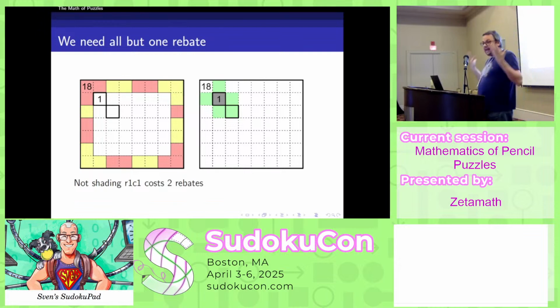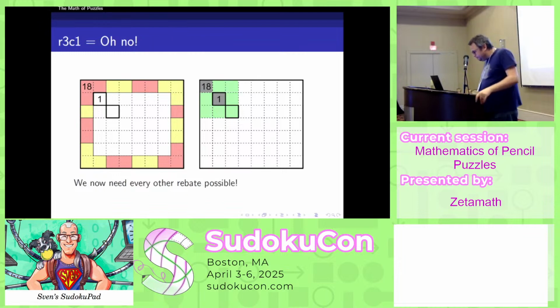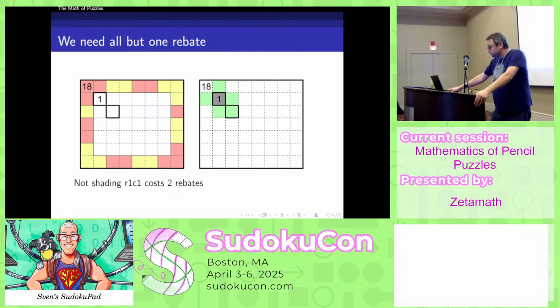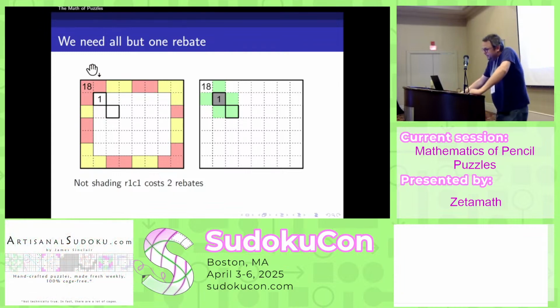But note, we're not at no cycles yet, because we still have this. Okay, so here is this piece. If I don't shade row 1, column 1, and I've put the proof there on the left so that you can see this, that costs me a flat 2 rebates to not do, right? Because I could get 2 by shading this, otherwise I don't get it. Well, I can't not take a 2 rebate.